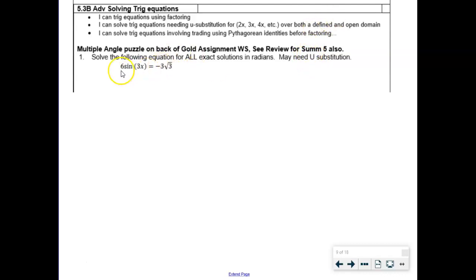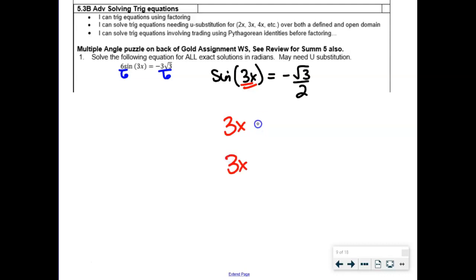However, you do have to isolate on this one before you do any solving. So this really says the sine of 3x equals negative square root of 3 over 2. So this is where you could use U substitution, where you replace this with the variable u, but then you've got to come back and replace it again. So we just cut out the middleman and say, whatever this thing is, it could be one of 2 different things.